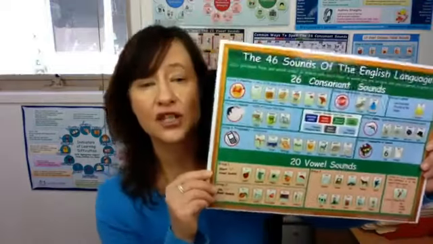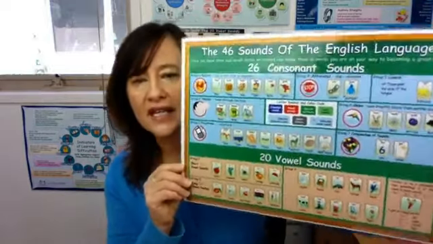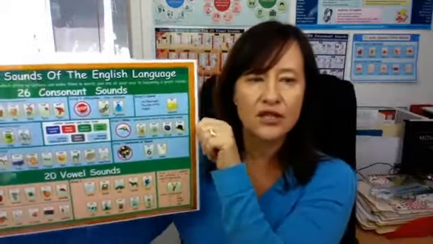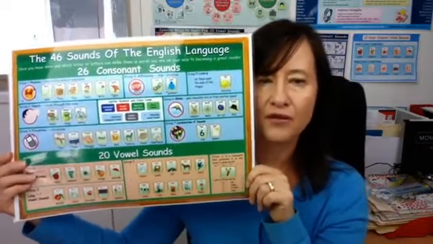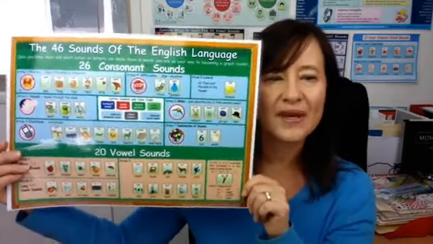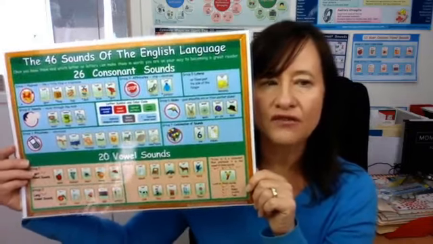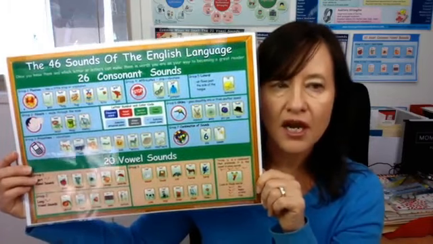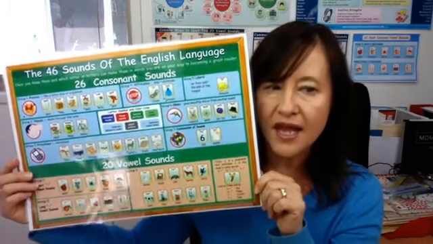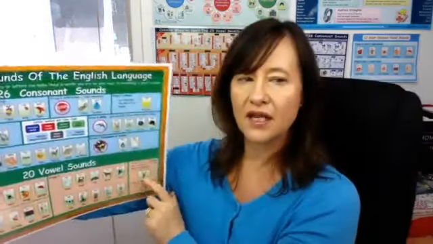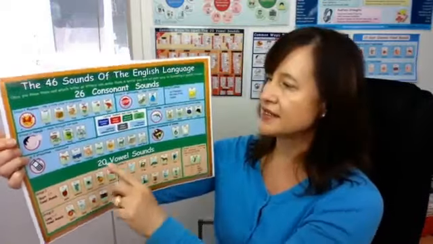So my 46 sounds are these. Have a look at this. This is my actual poster that kids get to use in the speech to spelling code, and I'm sorry about the reflection. So as you can see, we've got the 46 sounds of the English language, the 26 consonant sounds, and the 20 vowel sounds. All right, so let's have a squiz here.